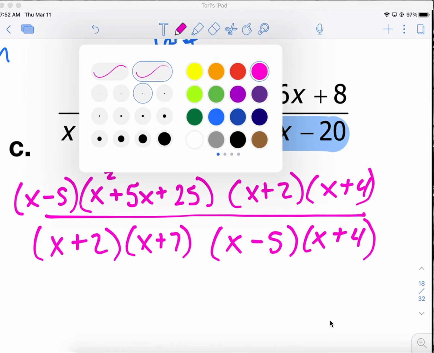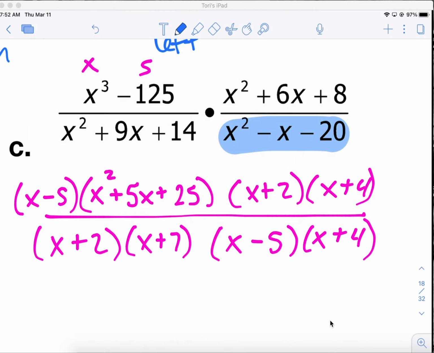All right, everything is multiplying together right now. Everything is all in one long fraction. I'm ready to cancel. X minus 5, yep, he's on the bottom. X squared plus 5x plus 25, nope. X plus 2, yep, he's on the bottom. X plus 4, yep, he's on the bottom.